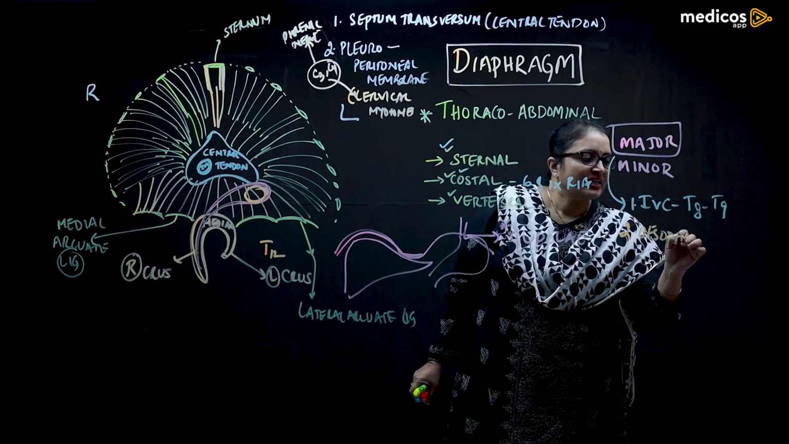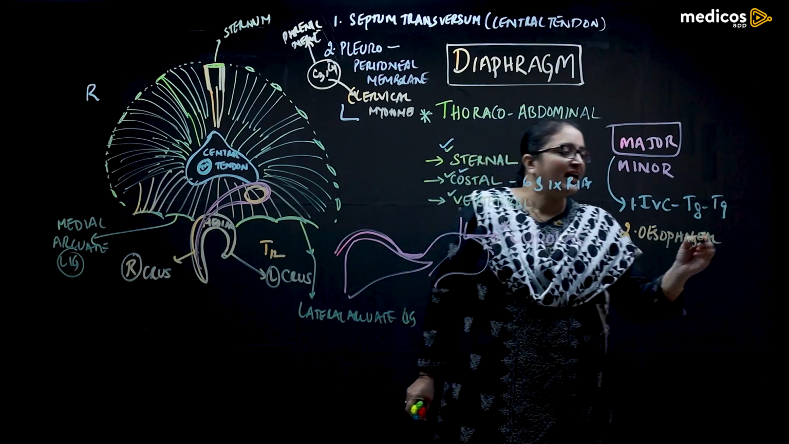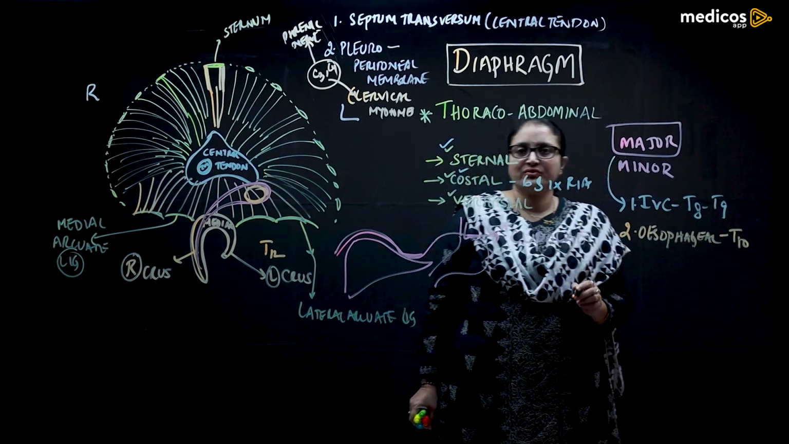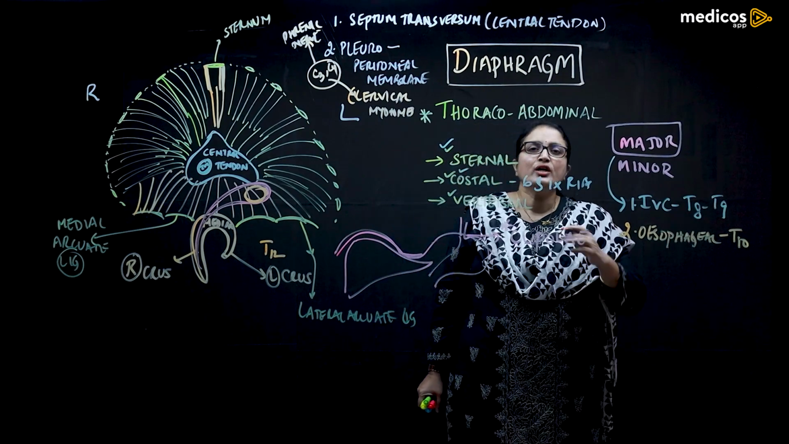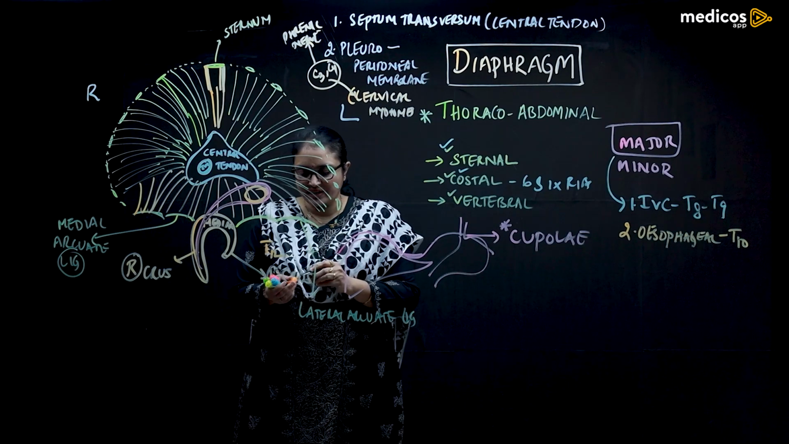The esophageal opening is more towards the left side, and this is at the level of T10. Most fibers of your right crus orient there.